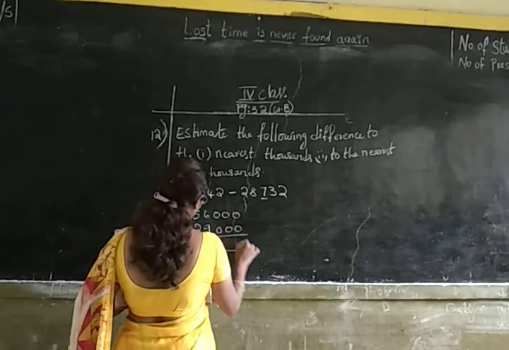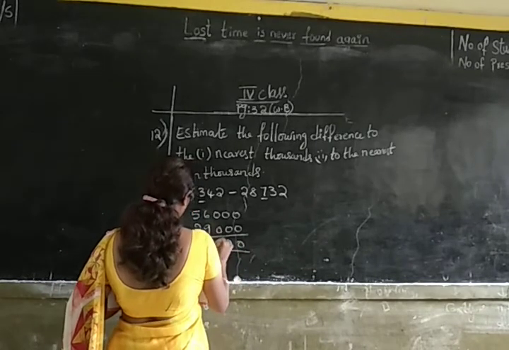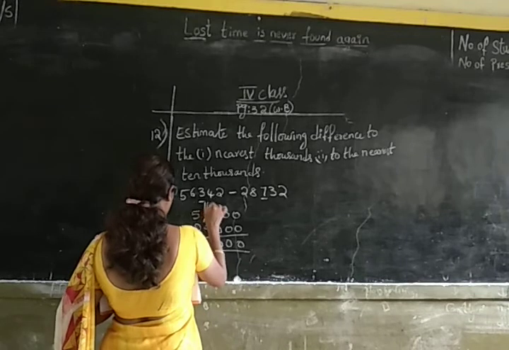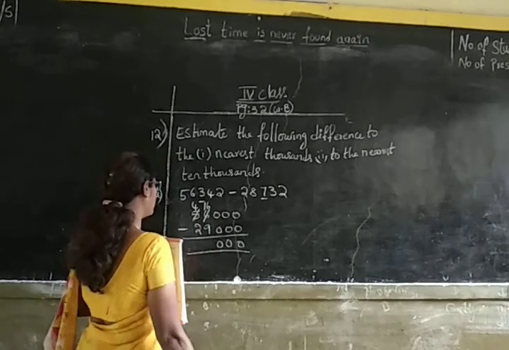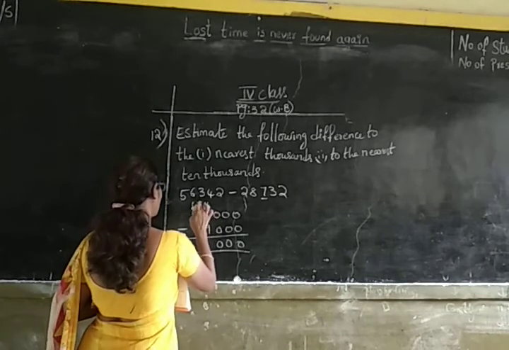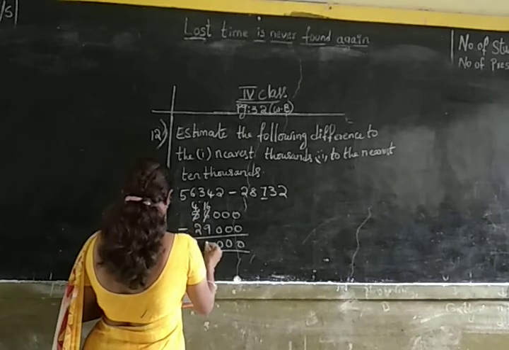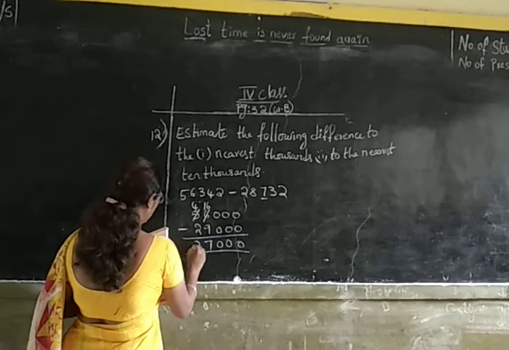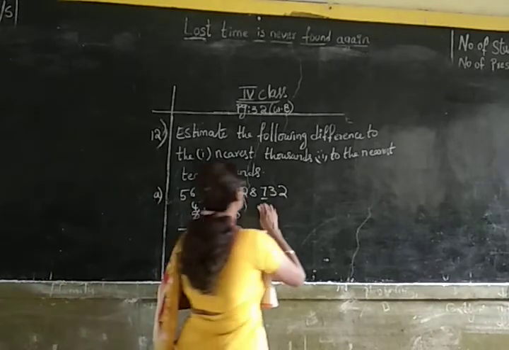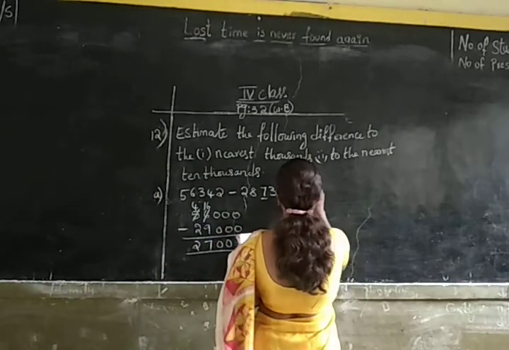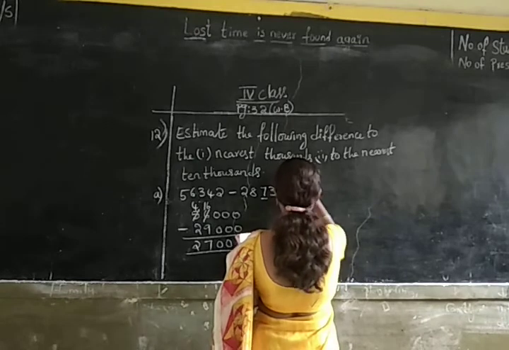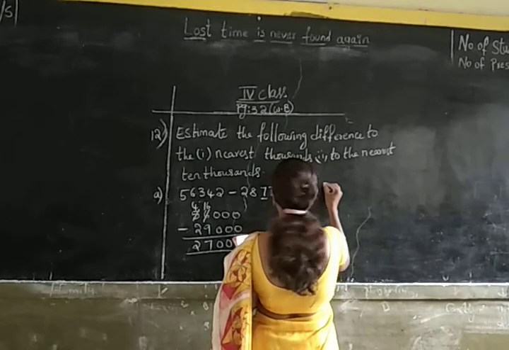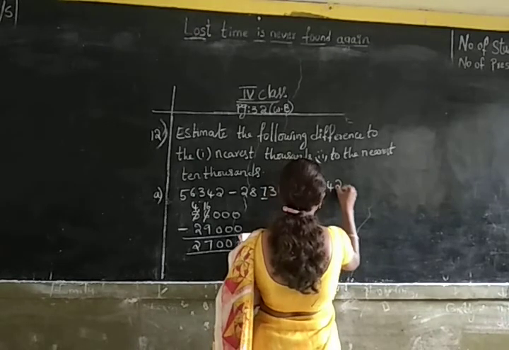So 0 minus 0 is 0, 0, 0. If you borrow, this will become 16 and this will become 4. 16 minus 9 is 7. 4 minus 2 is 2. Now you have to estimate this number to the nearest 10,000s. Same sum you have to do for the nearest 10,000s.